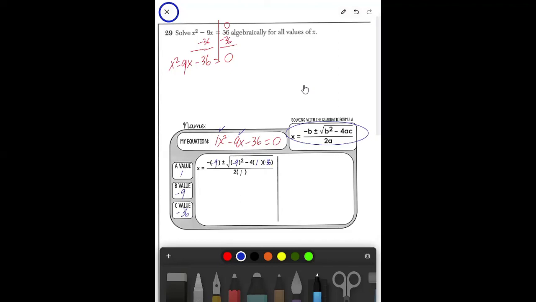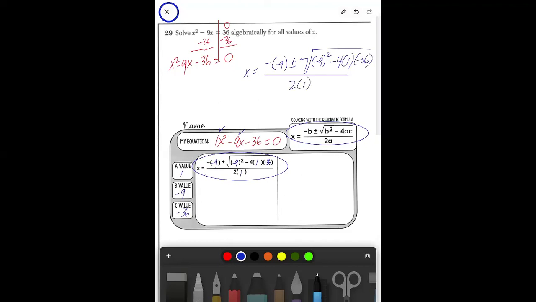So now, make sure that you have this copied up here. You have to do this. This is telling the people who are grading that you know what you're doing with the formula. -4 times 1 times -36. And then down here is going to be 2 times 1.